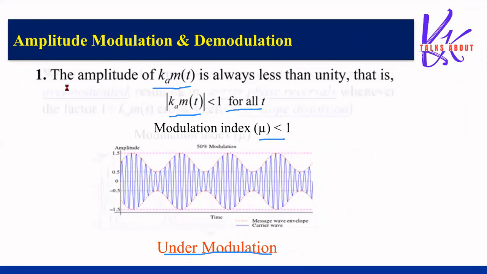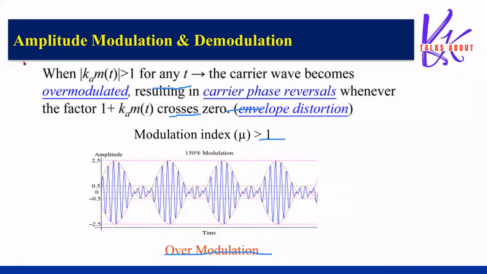If |Ka m(t)| is greater than 1 for all values of t, then the carrier wave becomes over modulated. Over modulation results in carrier phase reversal, which you can see here. The carrier phase reversal occurs whenever the factor 1 + Ka m(t) crosses 0. So there is envelope distortion which is going to occur.